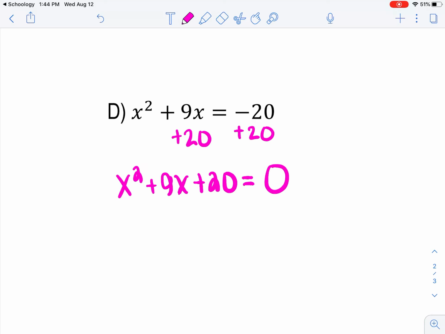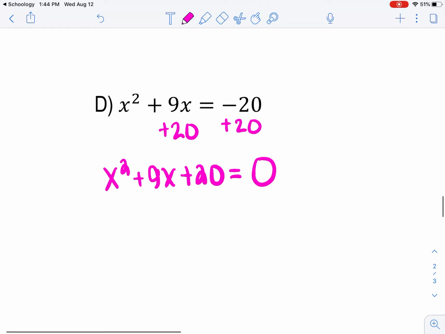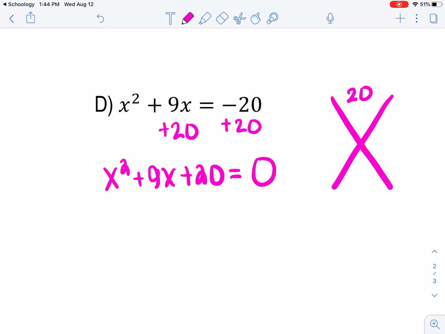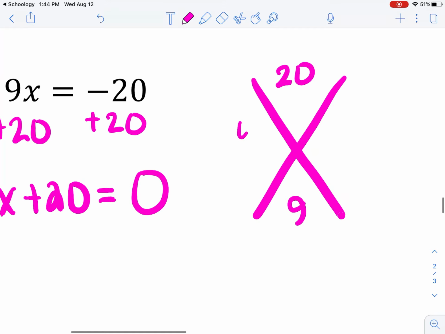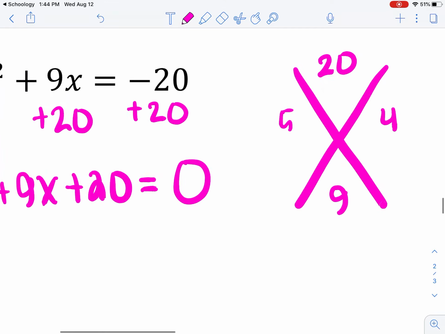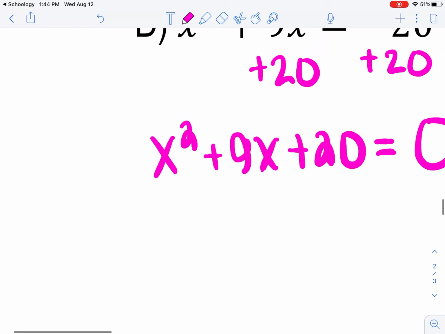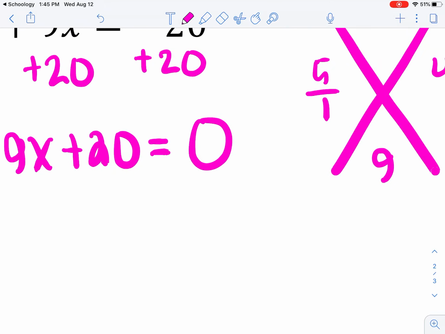So now I'm going to try to solve it by factoring. Is there a GCF? No. How many terms are there? 3. So I'm going to use my little X to organize my thoughts here. A times C, that's 1 times 20, which is 20. B, 9. Two numbers that multiply to give me 20 and add to give me 9, 5 and 4. Look at your lead coefficient, which is once again 1. Divide both of those terms by 1.